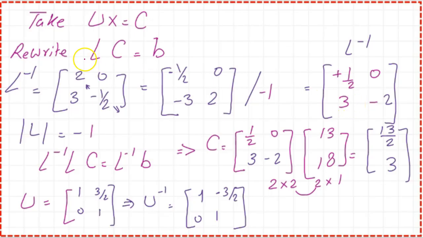We refer back to that equation. If we multiply both sides by L minus 1, the inverse, we have L minus 1 L C equal to L minus 1 B. So we get the value of matrix C as equal to the inverse of L multiplied by B. This is the inverse of L, 1 over 2, 0, 3, minus 2, multiplied by B, which is 13, 18. We get 13 over 2 and 3.